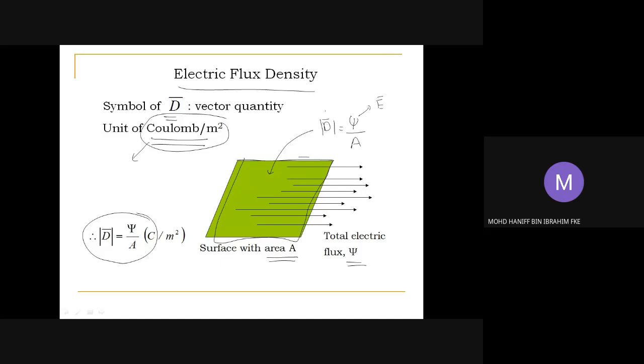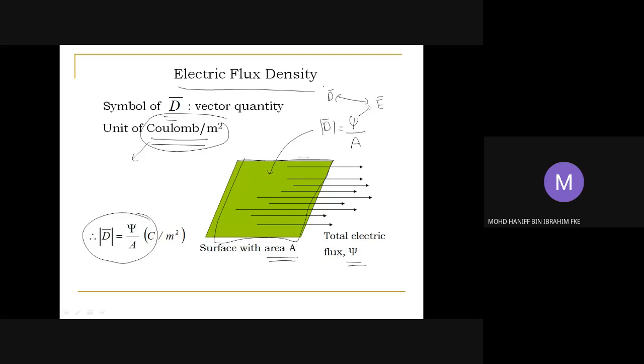So as such, we can say that the direction of the flux density D will be similar to the direction of the E field. Okay, so this is what we need to understand. The direction of the flux density must always be similar to the direction of the electric field intensity E.